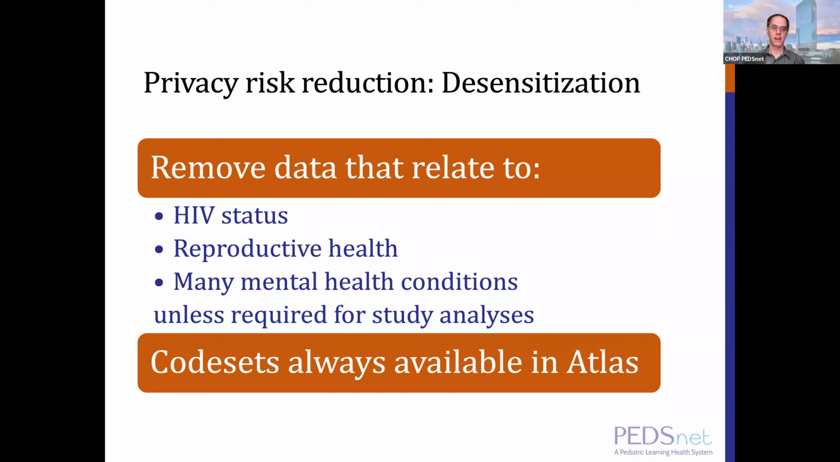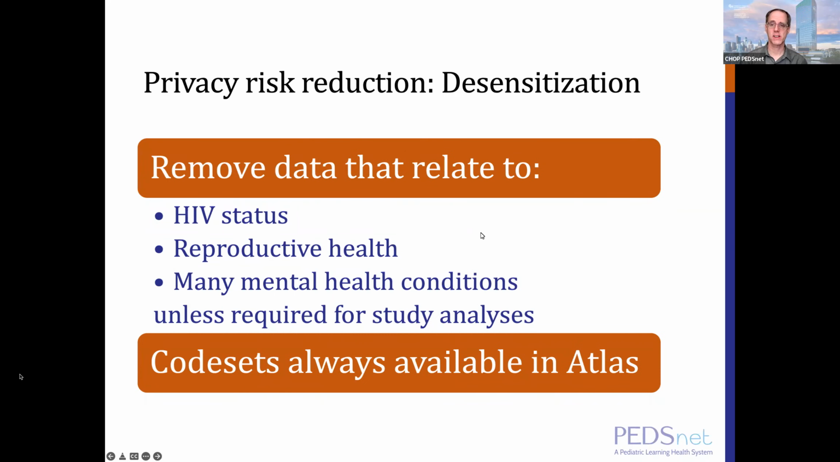In PEDSnet, this refers to any data referring to HIV status, data referring to pregnancy or reproductive health, and data referring to many mental health conditions. There are a few that are so common that they're not automatically redacted, but most mental health conditions are also removed from a data set, again, unless they're directly relevant to the study. This is done using a series of standardized code sets, and those code sets are always available through the Atlas application. So if you are conducting an analysis and you want to see whether a particular code or codes may have been subject to removal as part of desensitization, you can always look in Atlas and see whether those codes are included.